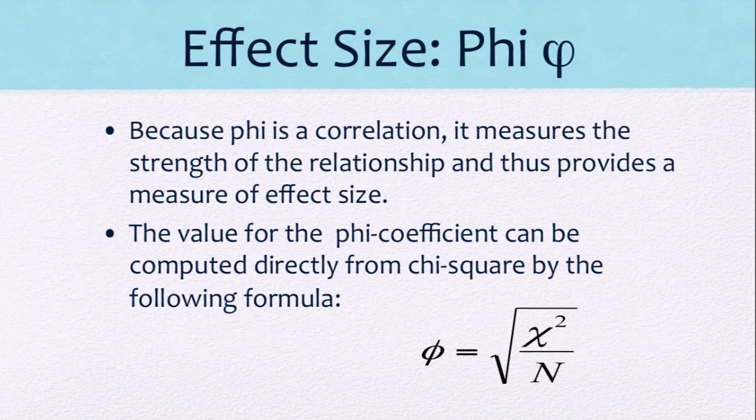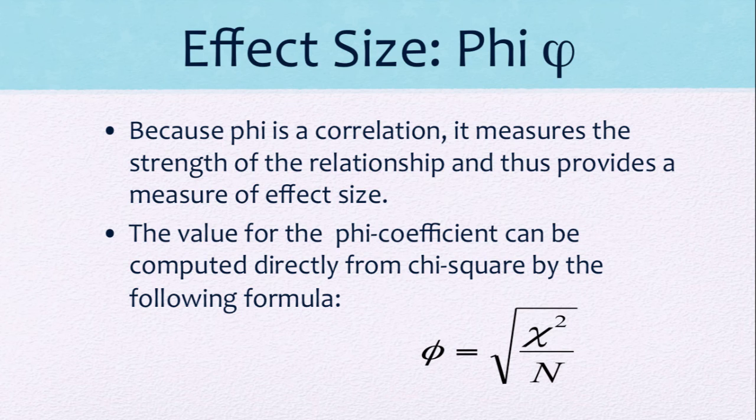And to move into effect size, previously you all learned about the phi coefficient or Cramer's phi being appropriate in regards to looking at association between two nominal variables. Phi is a correlation, and it measures the strength of the relationship and thus provides a measure of effect size.